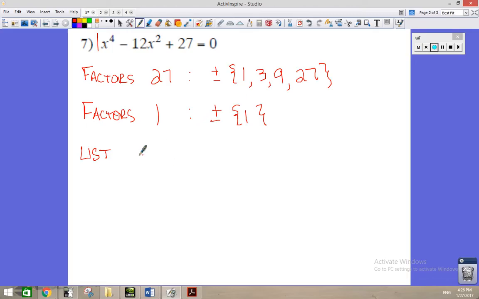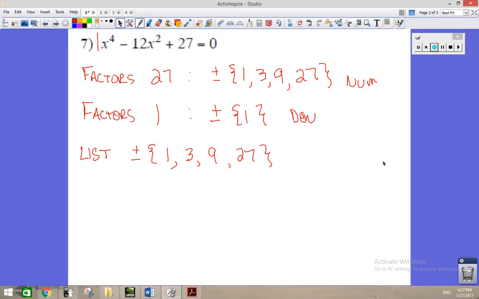And that list, I take 1 and divide it by 1. I take 3 because these are my possible numerators from the constant term, and the possible denominators from the leading coefficient. I'm just creating fractions, but I'm reducing my fractions. 3 over 1 reduces to 3, 9 over 1, 27 over 1. And remember, it's actually plus or minus each one of these numbers.